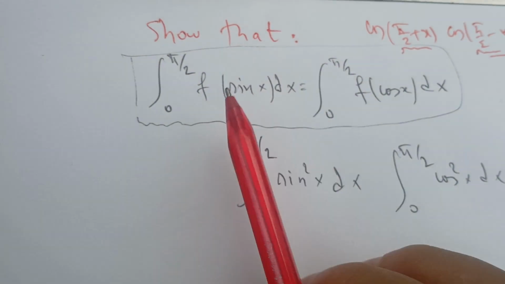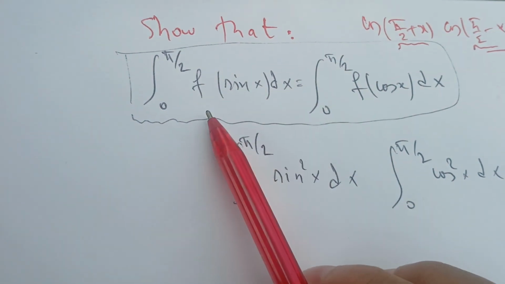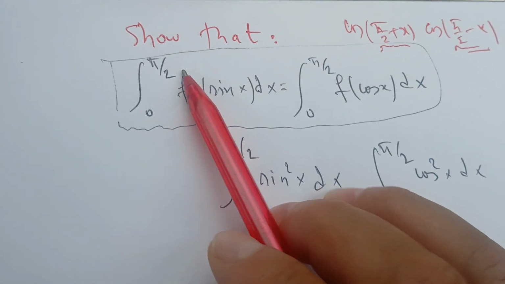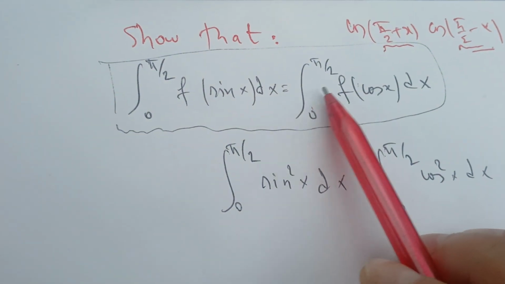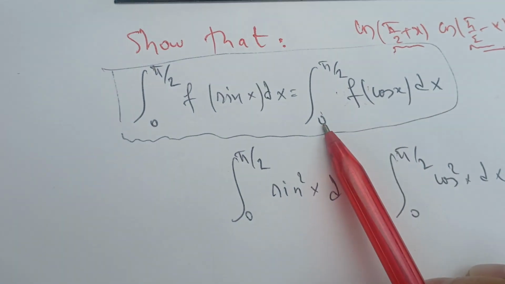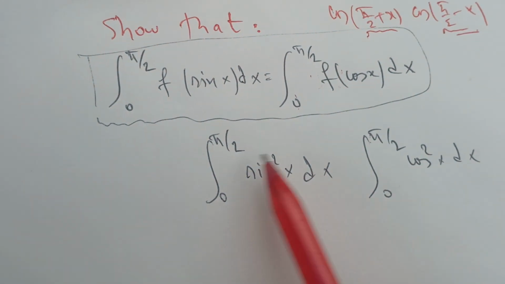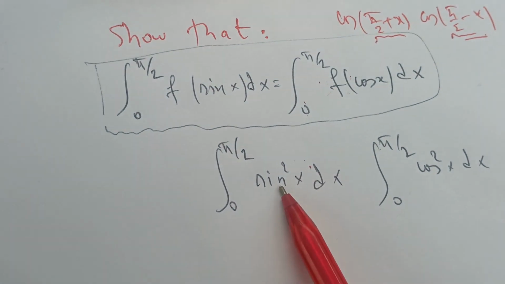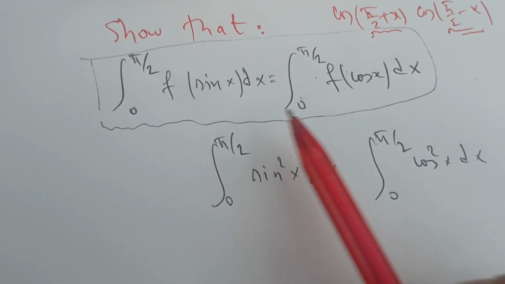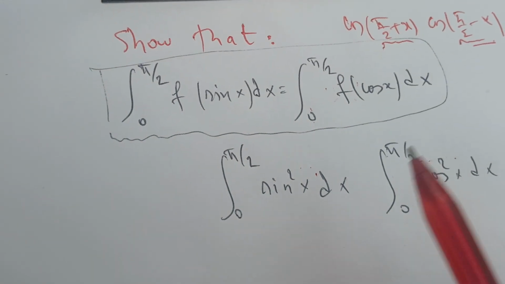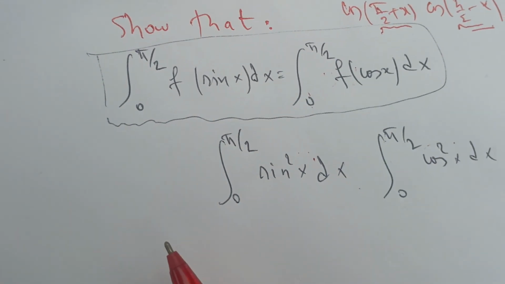Welcome back. In this video, we're going to try to show that the integral of f of sine of x dx between 0 and pi over 2 is the same as the integral of f of the cosine of x dx between 0 and pi over 2. And after that, we're going to try to compute the value of the integral of sine squared dx between 0 and pi over 2 and the value of the integral of cosine squared between 0 and pi over 2.